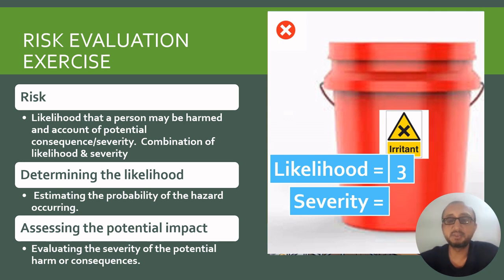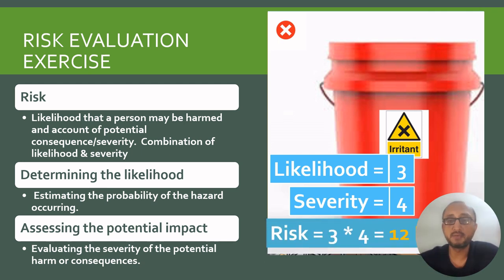So what are the existing controls? The worker is using the PPEs. So how will you rate the severity? We can rate it as a high 4. So what is the overall risk? 12, which is moderate. So you see how we evaluate the risk.